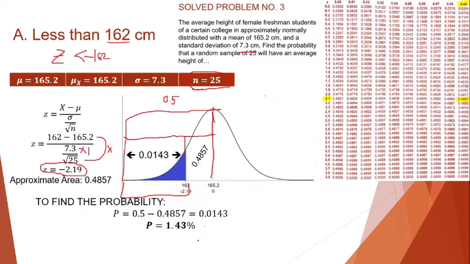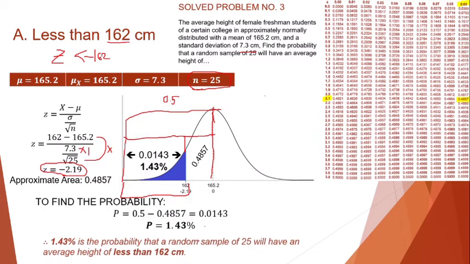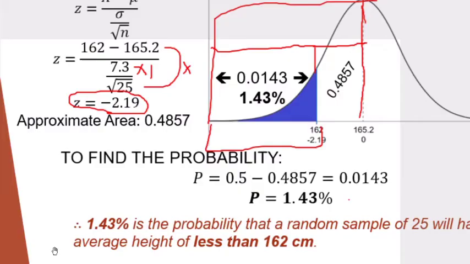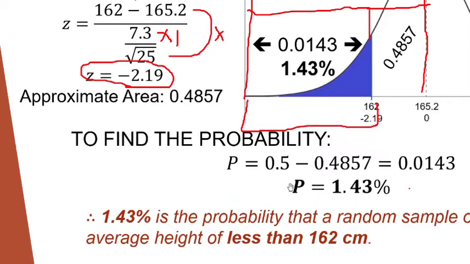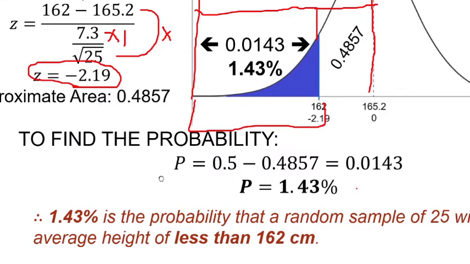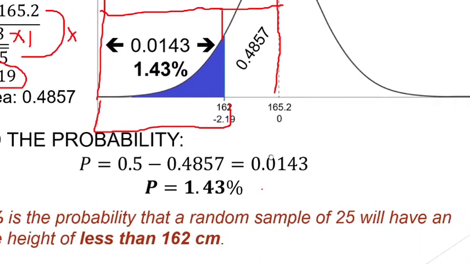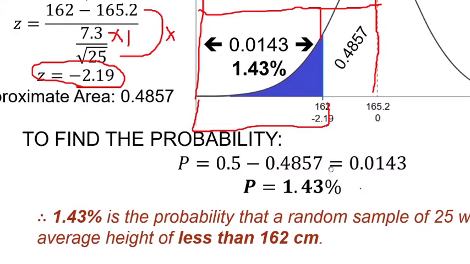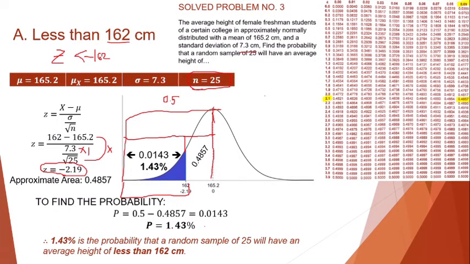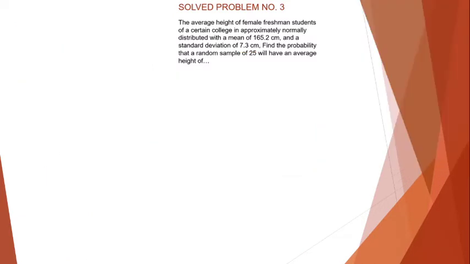Therefore, okay, so lapit natin. So, it reads as therefore. Ito, nakikita nyo itong 3 dots na to. We have 1.43% is the probability that a random sample of 25 will have the average height of less than 162 centimeters. Ganito pagpa-finalize. Since word problem, so syempre word answer.